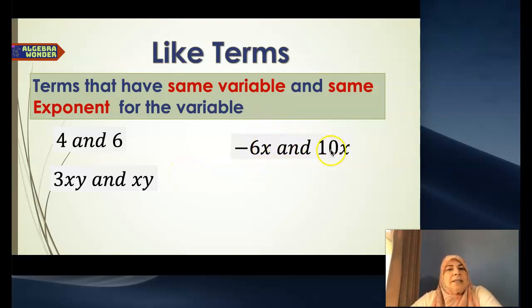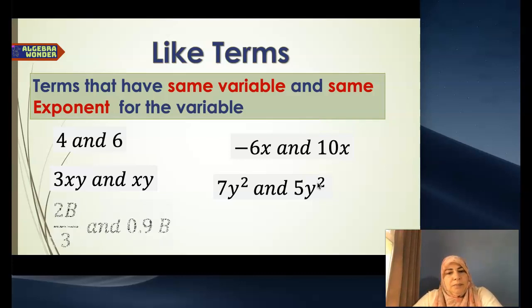What else? Negative 6x and 10x, same variable x and same power 1. What else? 7y squared and 5y squared, so the variable is y and the exponent is 2, and same thing for the other term. The variable is y and the exponent is 2. So it must have the same variable and same power. What else? 2/3 b and 0.9 b. So you can combine them. Even with this fraction and this decimal, you still can combine them. They have the same variable, which is b, and the same exponent, which is 1.